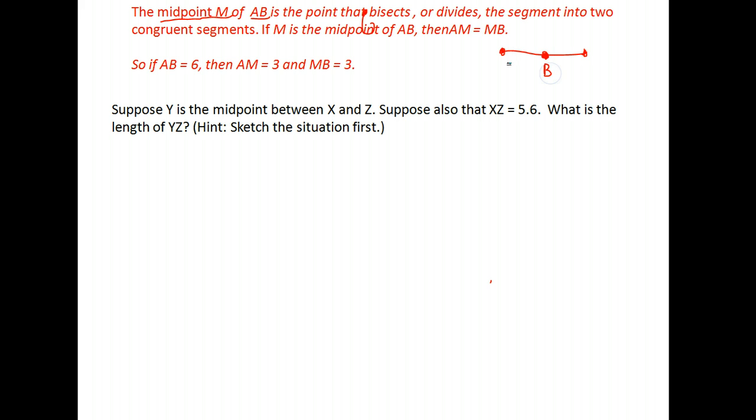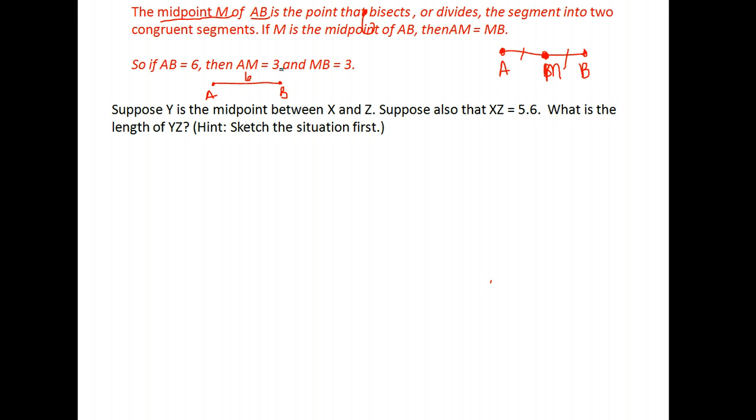Bisect means to cut into two equal pieces. The way we indicate equal lines is by putting a hash mark on them. That tells us those two are the same length. Their example here is that say AB is 6. So we have this line from A to B and its length is 6.